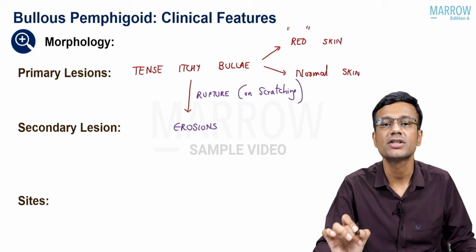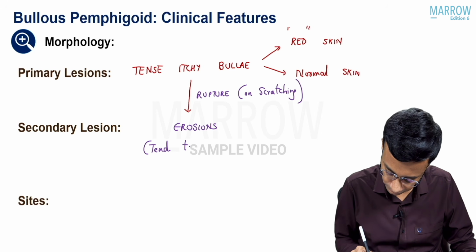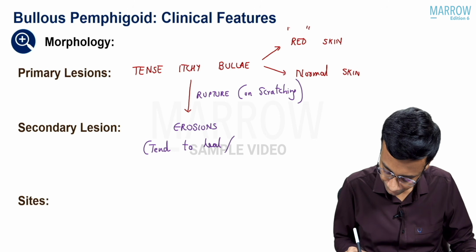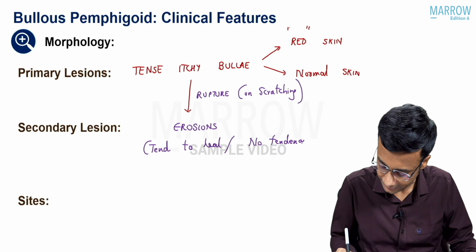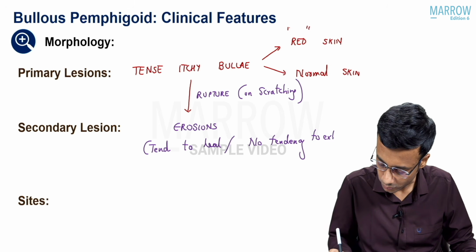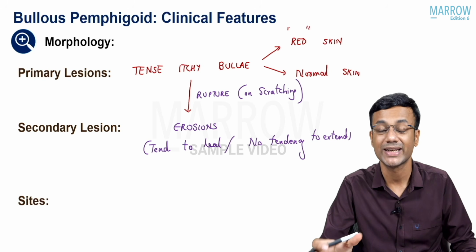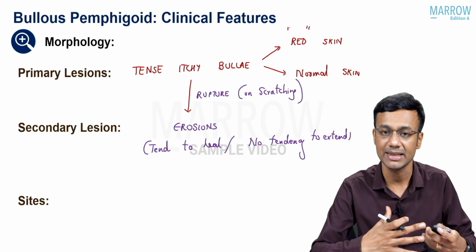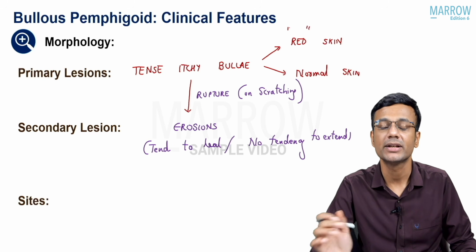And how are these erosions of bullous pemphigoid? Very, very important. They tend to heal. No tendency to extend. Tend to heal. No tendency to extend, which is exactly the opposite in pemphigus vulgaris, wherein acantholysis is happening, the erosions keep on extending, no tendency to heal. Here they tend to heal with no tendency to extend.